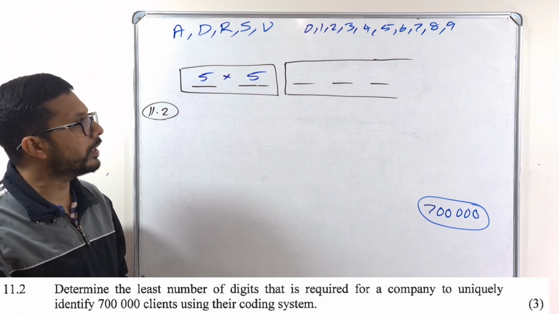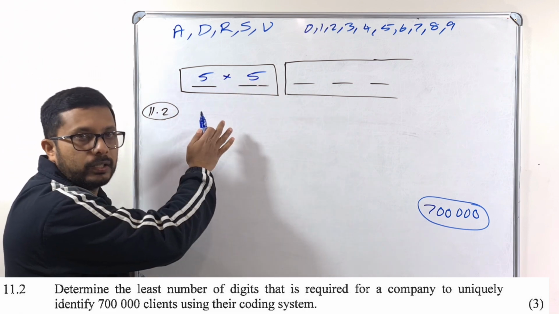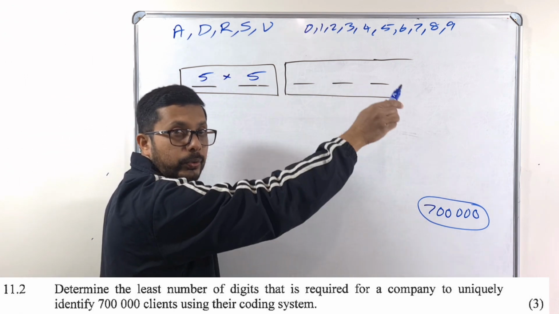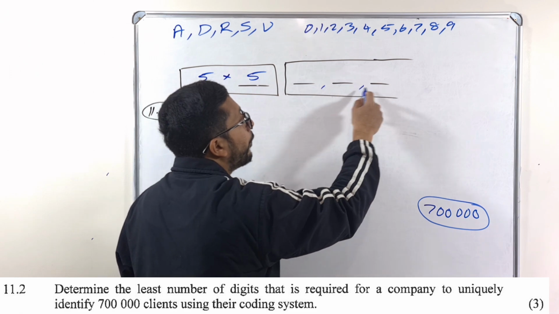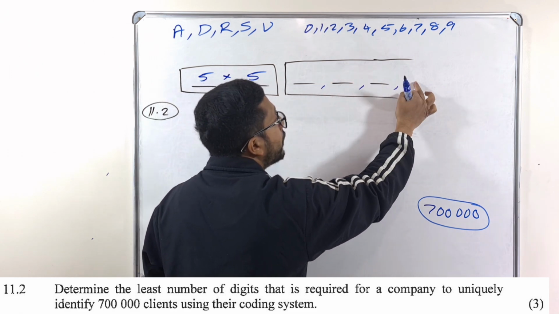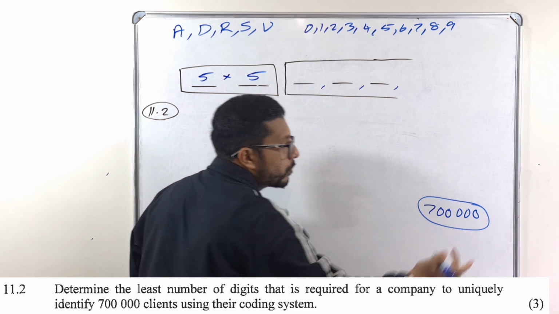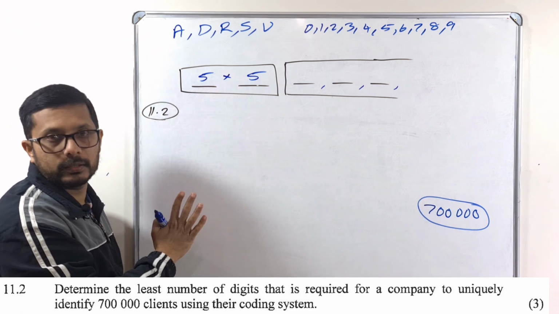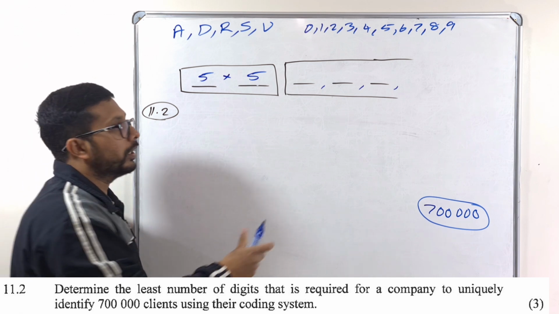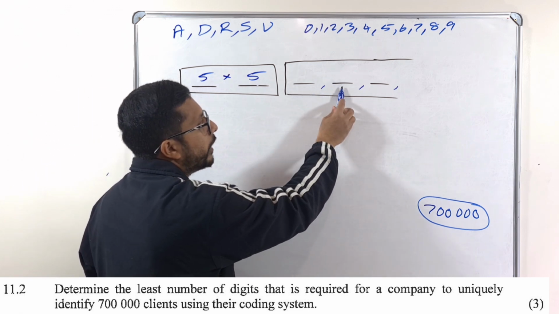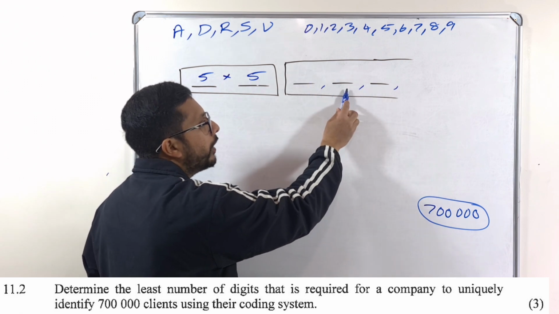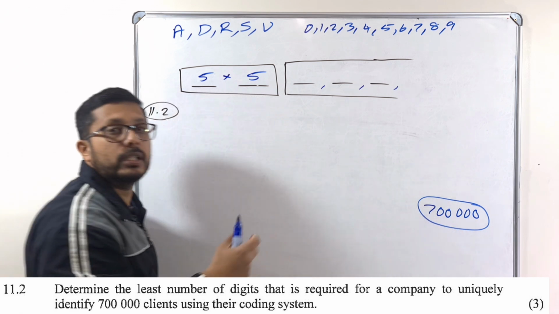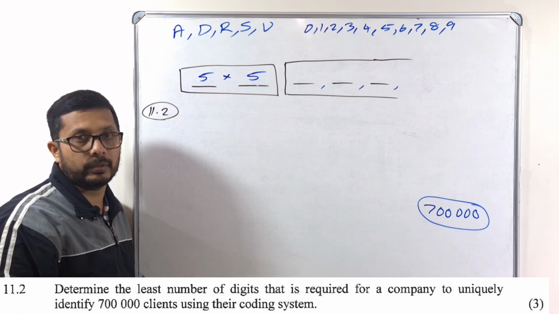Now the question is, according to this coding system, 2 letters, and then the numbers continue. They are asking how many numbers must be here to get 700,000 different codes. These 2 letters are fixed, there is no difference in that. But the question is, how many numbers do we have to put here to get 700,000 different codes? Do you understand the meaning of the question?